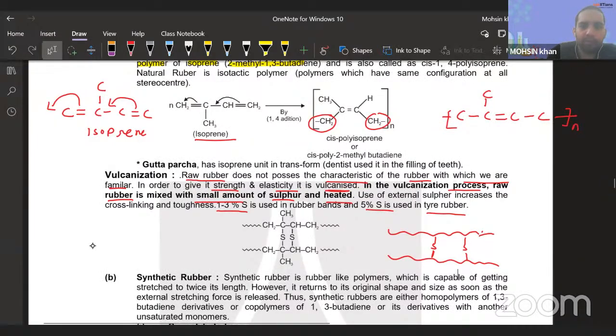So there is one more thing. The trans form of isoprene is known as gutta percha. Dentists use it in the filling of teeth.